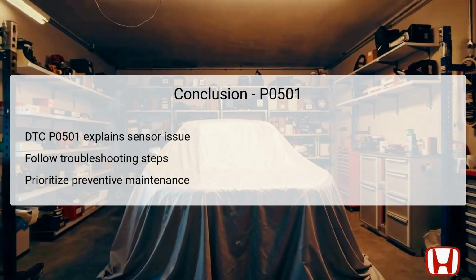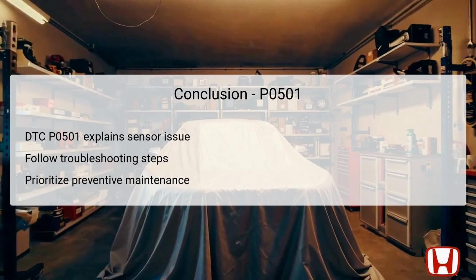In conclusion, the DTC P0501 highlights a significant performance-related issue with the CVT speed sensor circuit in the Honda Accord. By adhering to the established troubleshooting steps, technicians can systematically identify and resolve the root cause of the DTC.